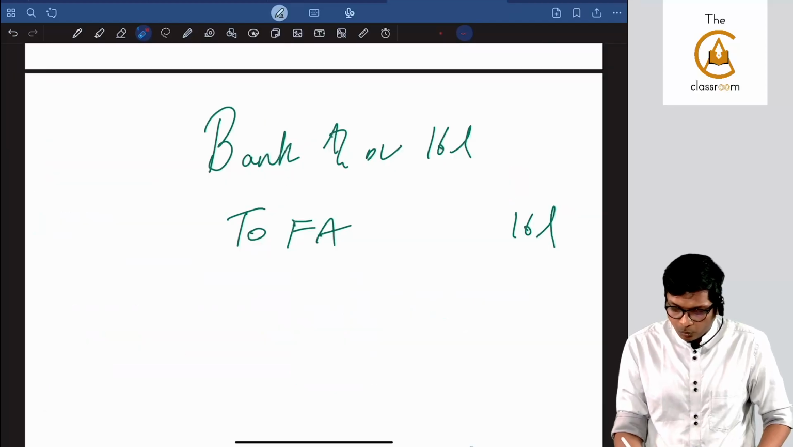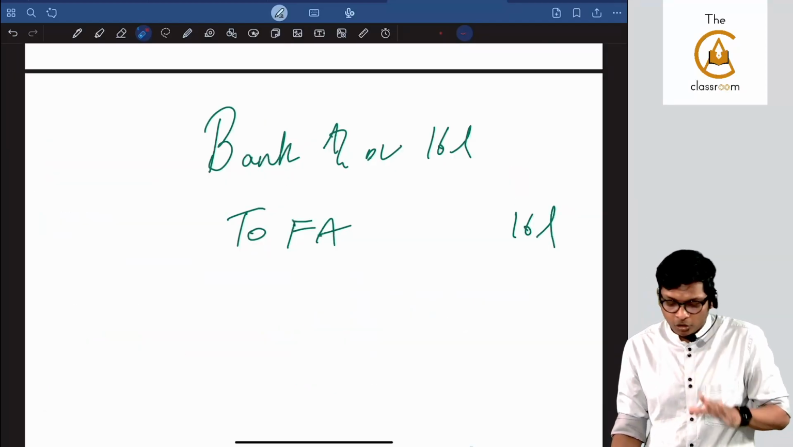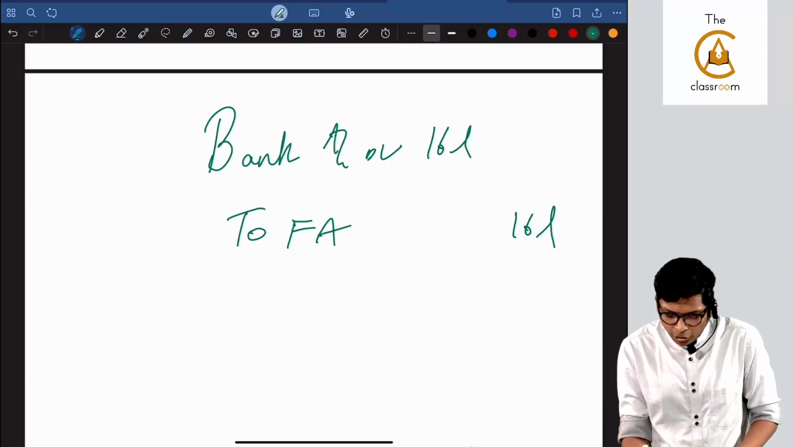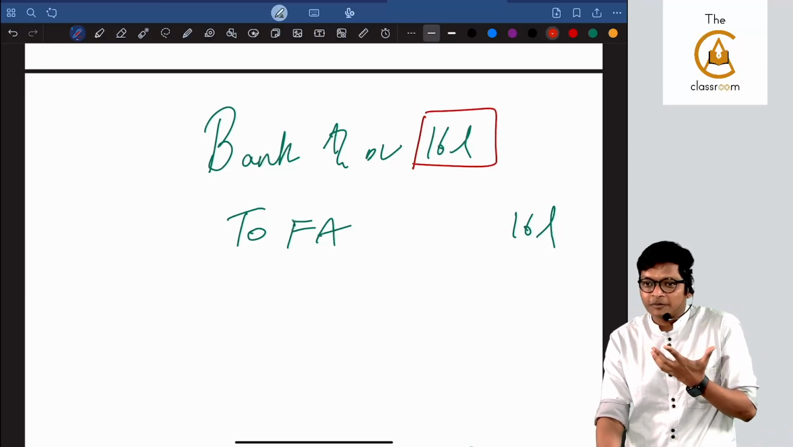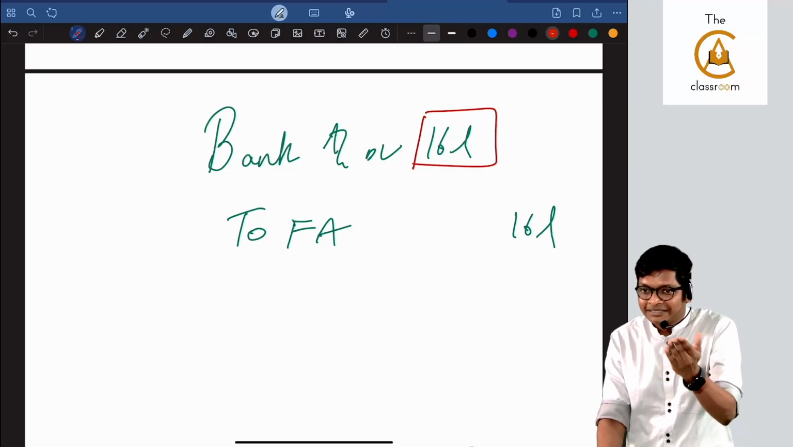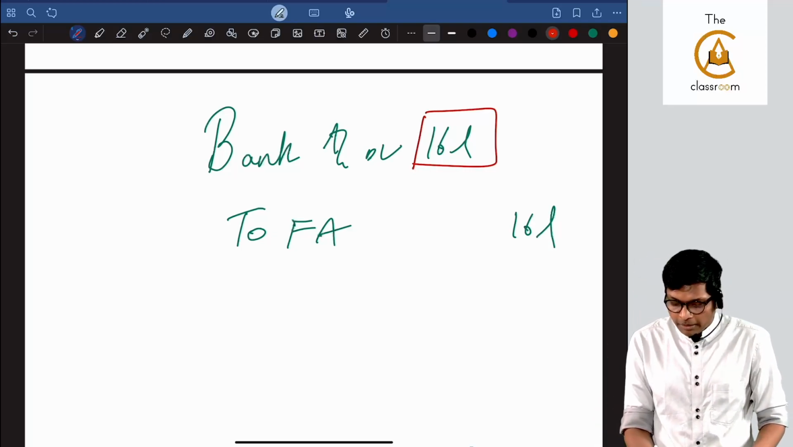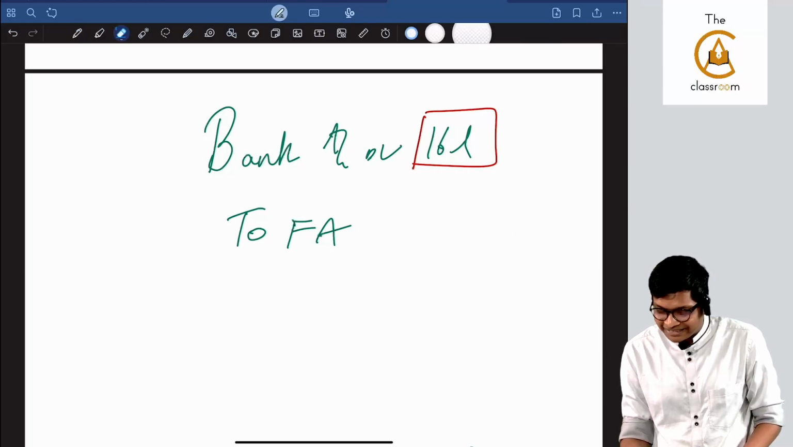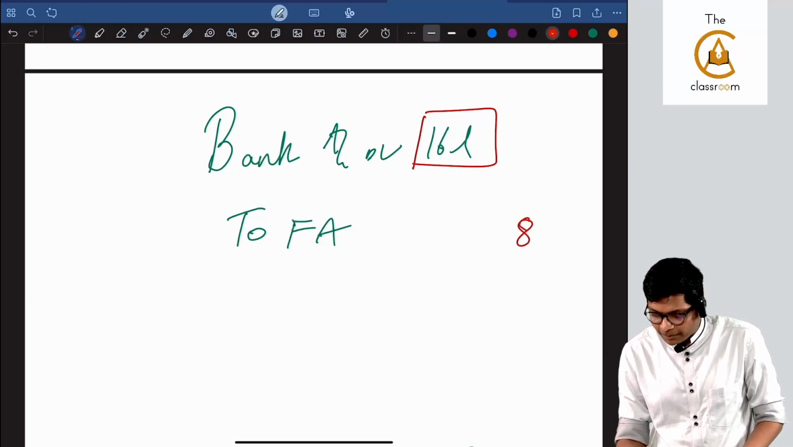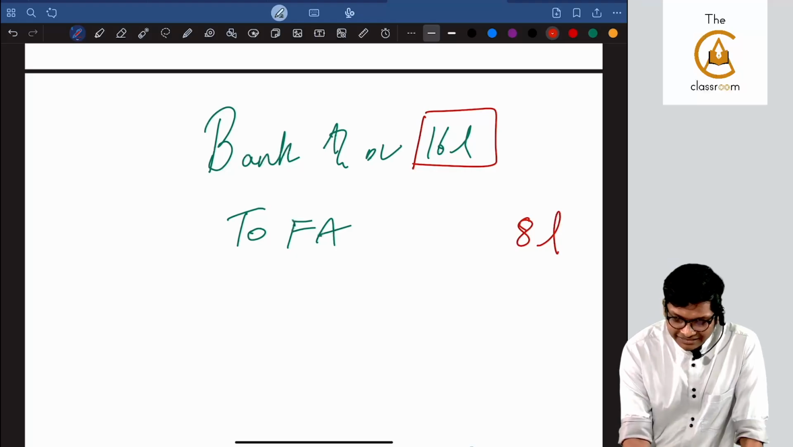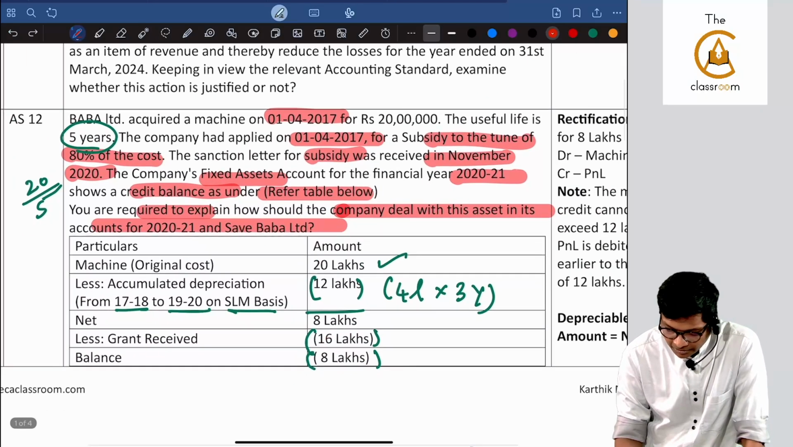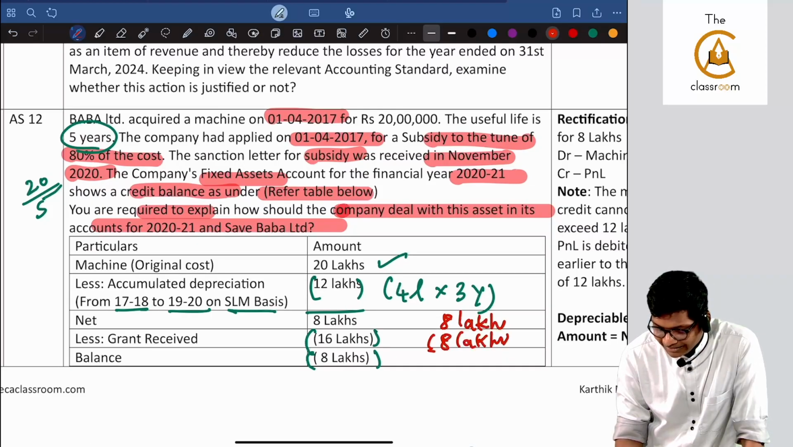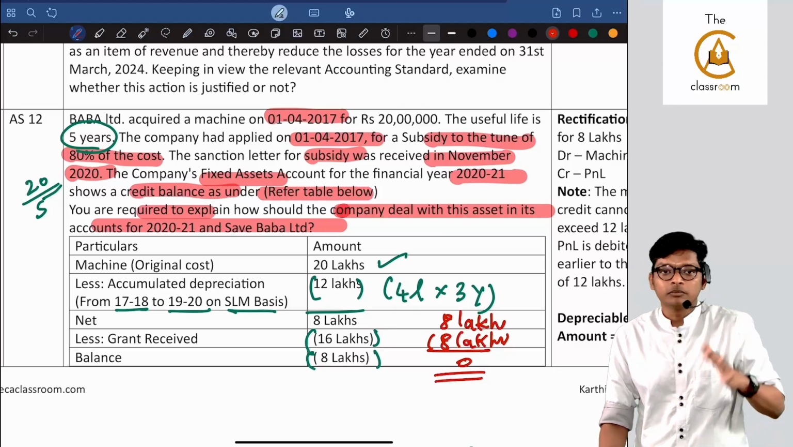So that means what entry they should have passed, follow carefully. Debit is always going to be bank only. Sir, AS12 never discussed this concept, what to do if the asset does not have a balance? That's why this question. So bank account debit is going to be how much, guys? 16 only. I will credit the fixed asset by 8 lakhs. Let me write it here separately. Instead of 16 lakhs, 8 lakhs will be here. I will reduce 8 lakhs and the balance should become 0. That makes sense.